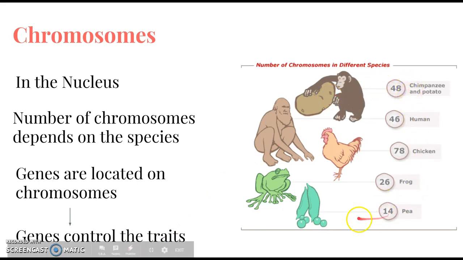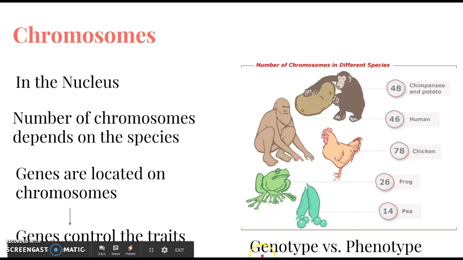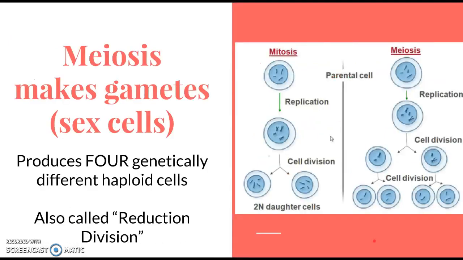As you can see in this picture here, chimpanzees, 48 chromosomes. We're very, very similar to chimpanzees. We have 46. Potatoes also have 48. Not really sure why that's so similar there. Chickens have 78, frogs have 26, and peas have 14. That's just a little chart to show you kind of the differences between some of the species that we talk about. This will lead us into talking about genotypes and phenotypes in our genetics unit that's coming up right after this.